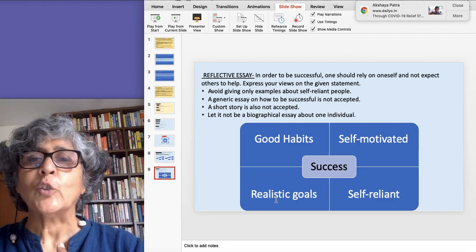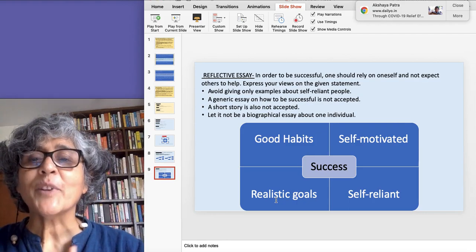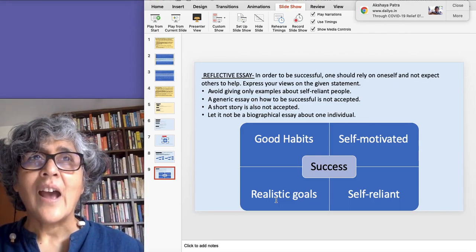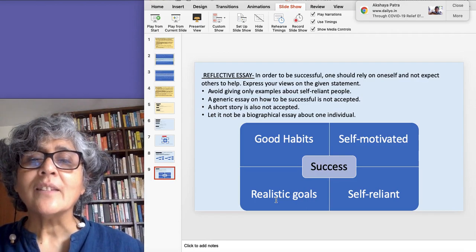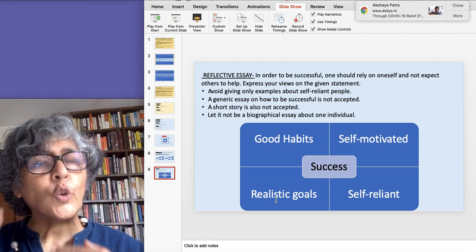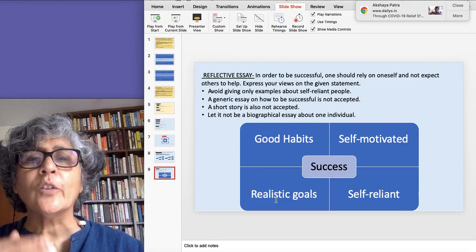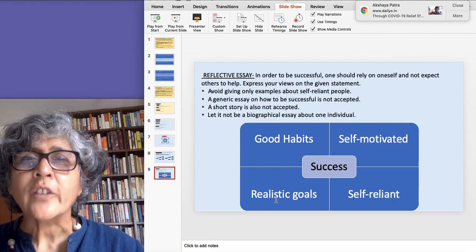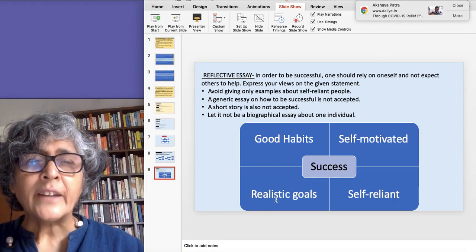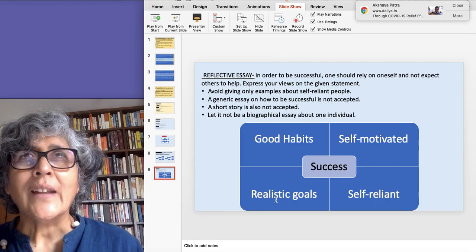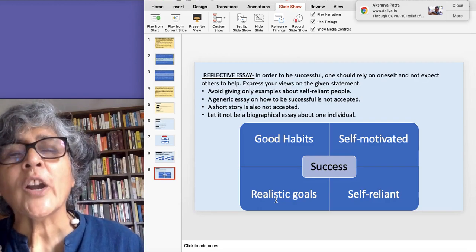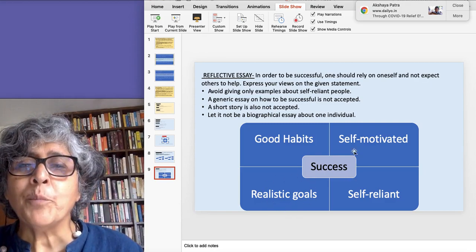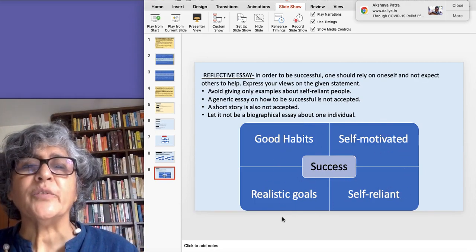I expect success. No, I expect success because I am self-reliant, I am motivated, I have good habits, and I have realistic goals. I feel I have put realistic goals because if I'm relying on myself, I should also have realistic goals about what I can achieve. And if I have not put realistic goals, it is then when I'm dependent on others to help me to succeed. So I'm putting these four points which I want to develop.